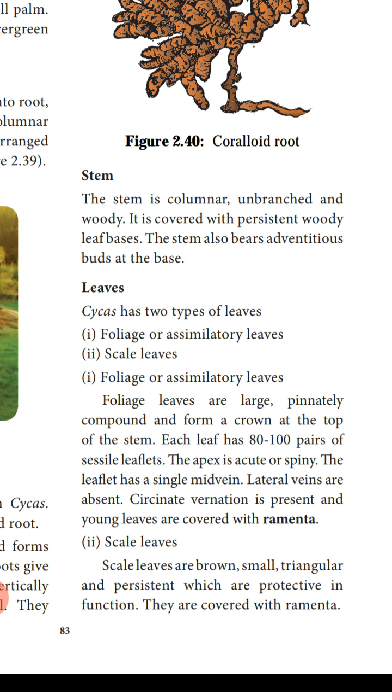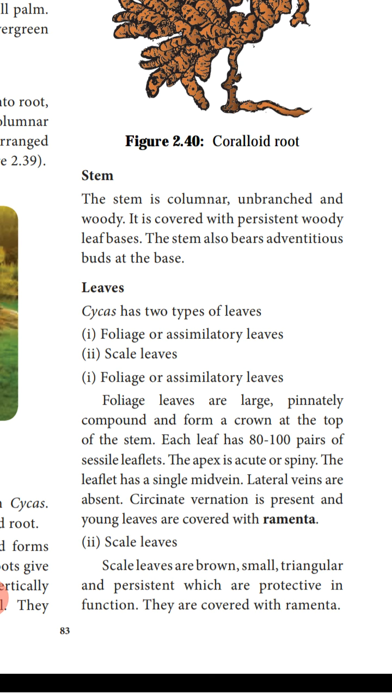Circinate vernation is present and young leaves are covered with ramenta. Circinate vernation is like taking a leaf and rolling it. In the case of the Cycas leaf, when the leaves are young they are fully curled, twisted, like a spiral curling. If you take a strip of paper and roll it, you get the same arrangement. As they become older, the curls slowly open and the leaf becomes straight.